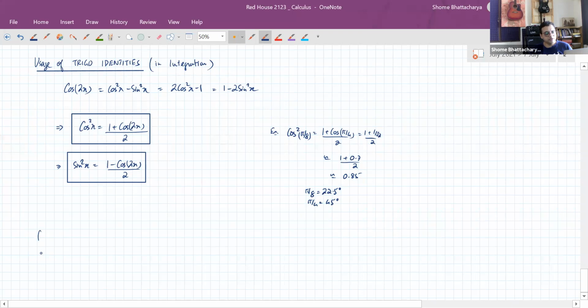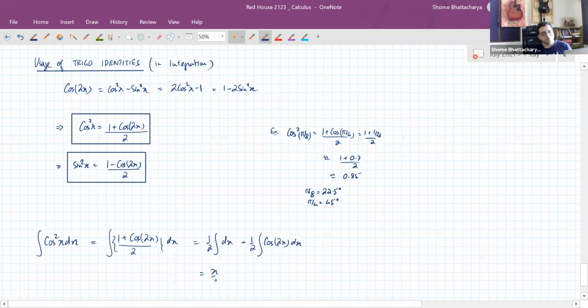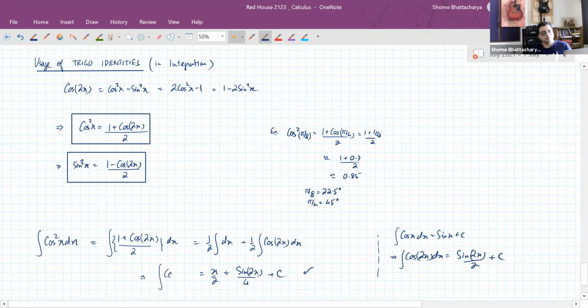So these identities, so integration of cos square x, we replace cos square x with 1 plus cos 2x, and then by 2, the whole thing by 2, and then split the integration by using the property of integration. So this becomes x by 2, and remember, integration of cos x is sine x. So integration of cos 2x is sine 2x by 2. With another half outside, it will become sine 2x by 4 plus c. So this becomes the integration of cos square x.